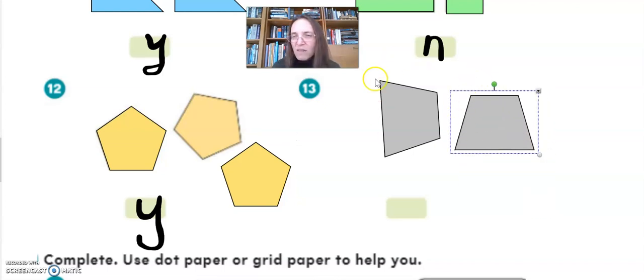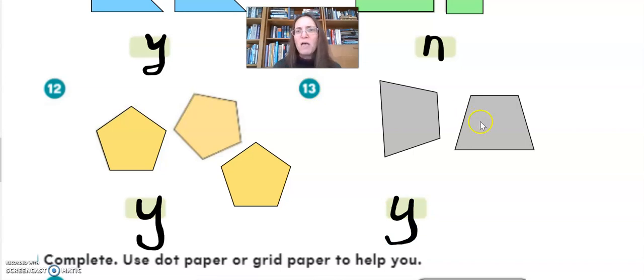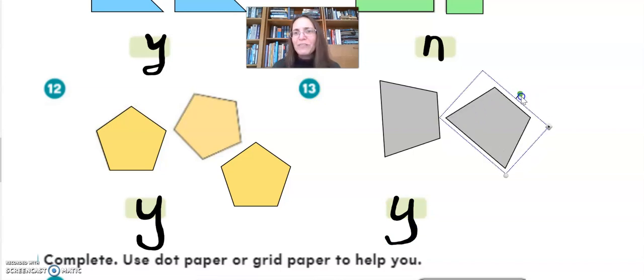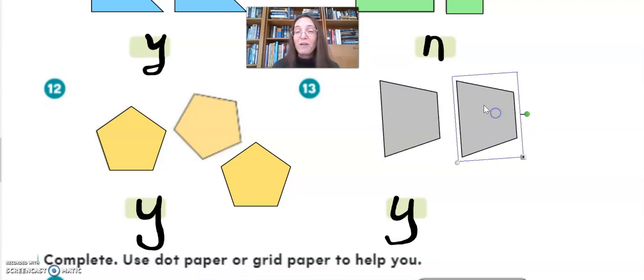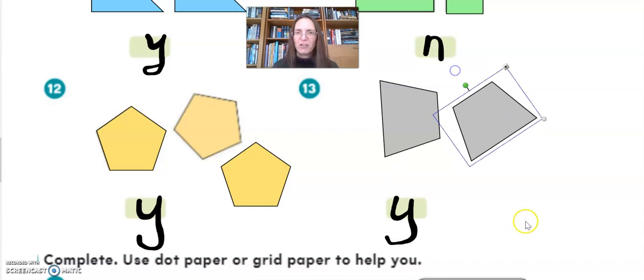How about these two guys? Well, they look to be about the same shape. I'm going to once again predict yes, they are congruent. I think so, but I think I'm going to have to rotate this one to find out. Whoa, look at that. They are congruent, but they had been rotated differently from each other.